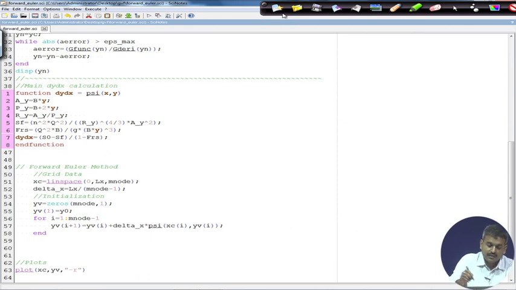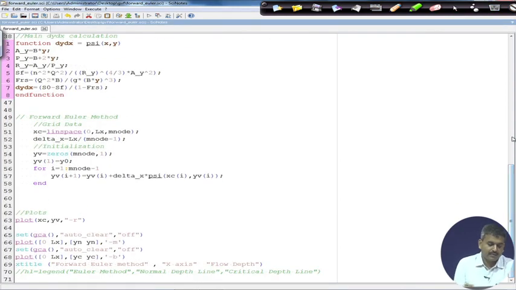With this we need to plot the results. For plotting, xc is the x coordinate, and yb is the y coordinate or flow depth value. Now, set GCA, this line is written so that we can add another line on top of the present plot. So, we need to add the normal depth line and critical depth line in the plot. So, this is the forward Euler method.